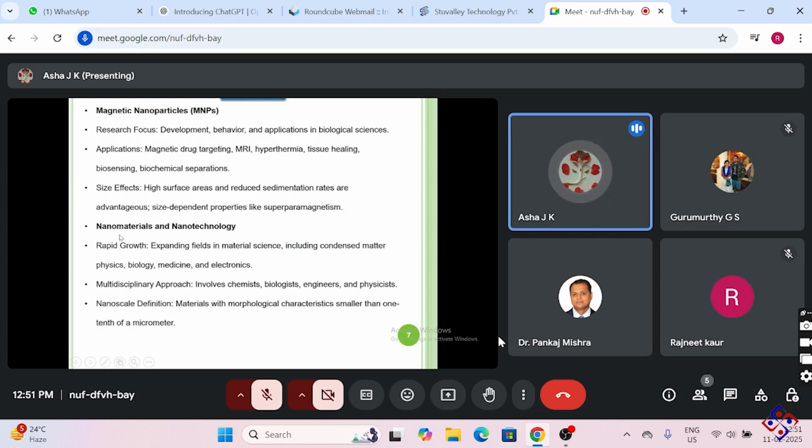And the next thing is nanomaterials and nanotechnology. Here there is rapid growth, an expanding field in material science, including condensed matter physics, biology, medicine, and electronics. It is a multidisciplinary approach that involves biologists, engineers, and physicists. Nanoscale definition: materials with morphological characteristics smaller than 1/10 of a micrometer.